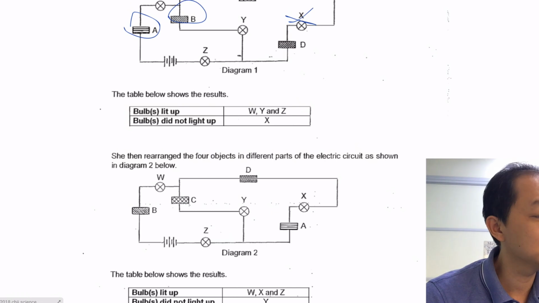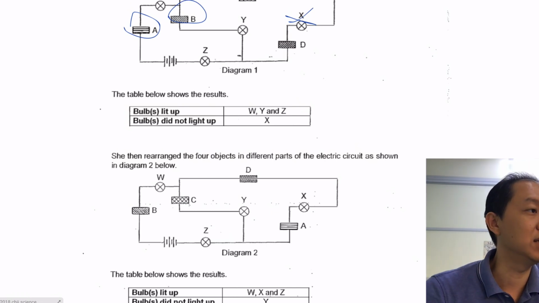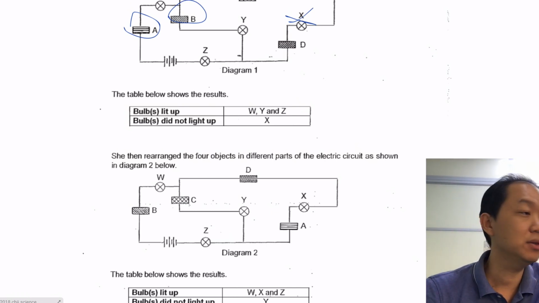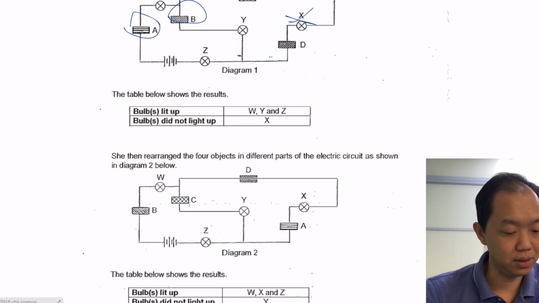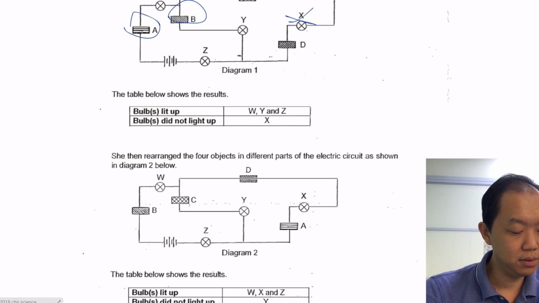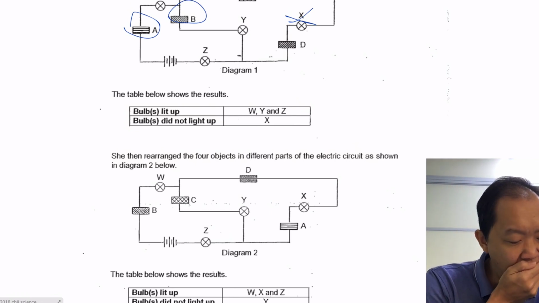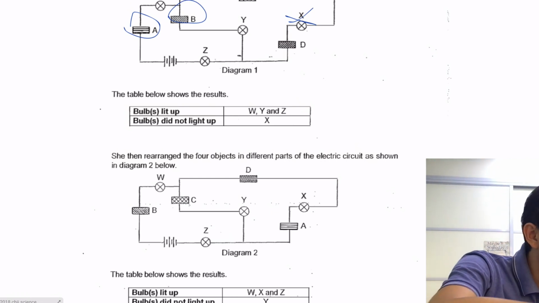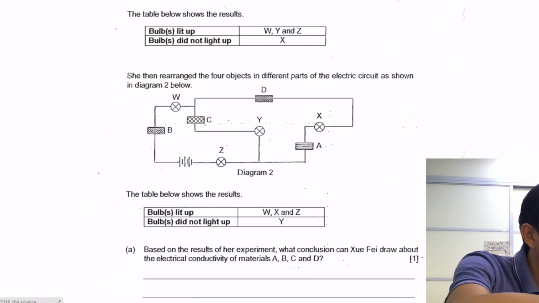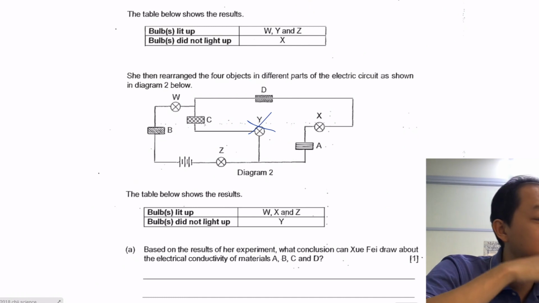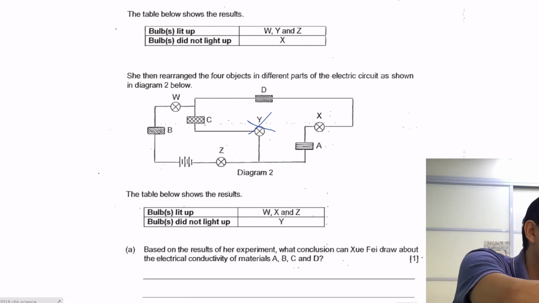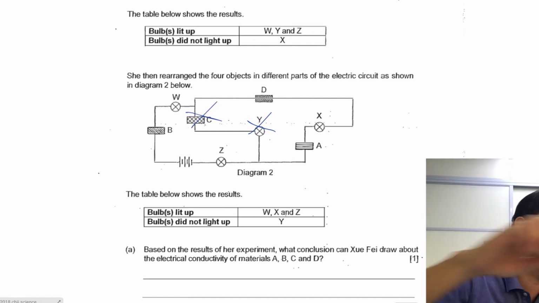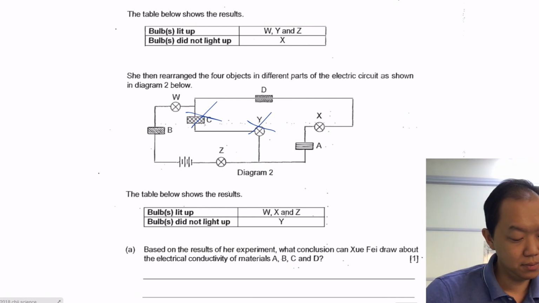How about C and D? One of them is insulator. One of them, but do you know which one? Don't know. So we look at the next arrangement. So in the next arrangement, Y never light up. So this one never light up. So if that never, so who is the bad boy? C is the culprit.